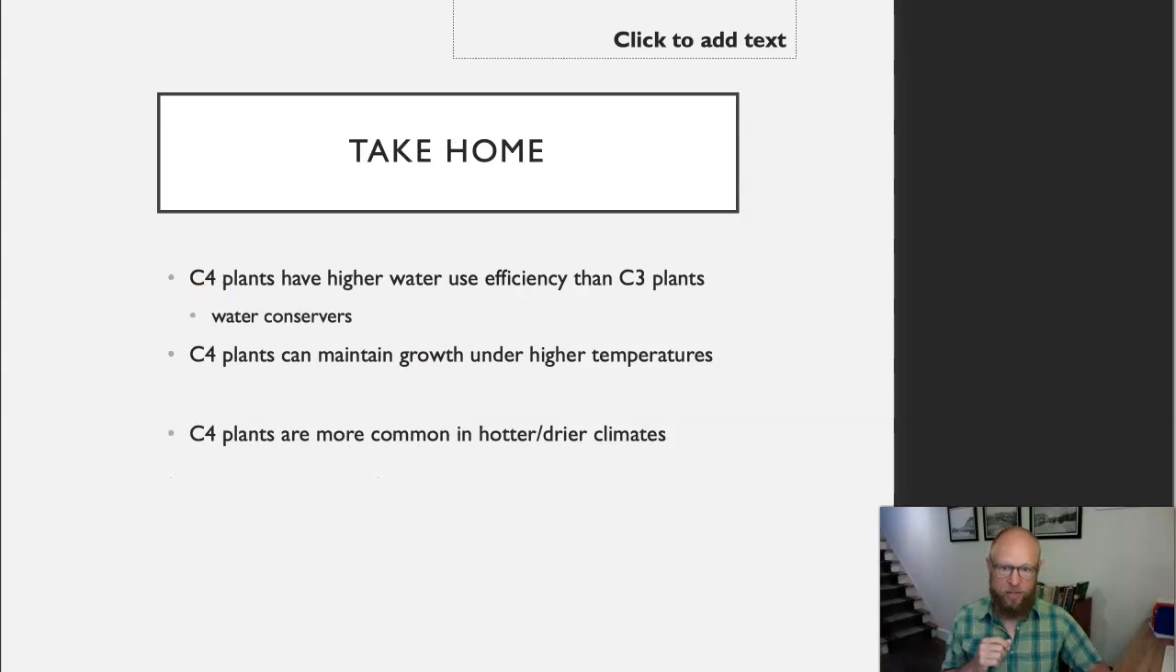So these are take-home messages. C4 plants have higher water use efficiency, or they can conserve water compared to C3 plants. They can maintain positive growth under higher temperatures. And so their habitat is more likely to be, or they do well under, warmer and drier conditions than a C3 plant does. They still do great under well-watered conditions in cooler temperatures, but there is a trade-off associated with C4 photosynthesis.